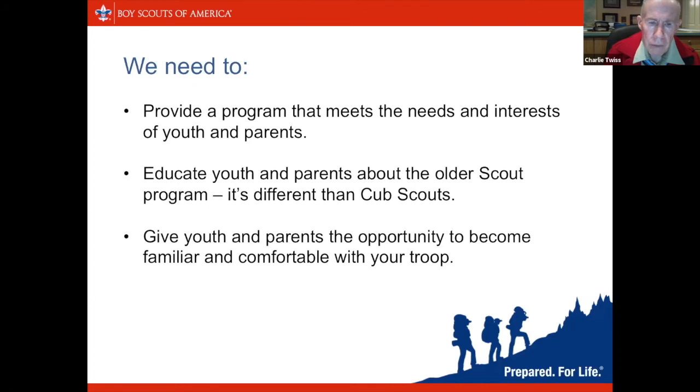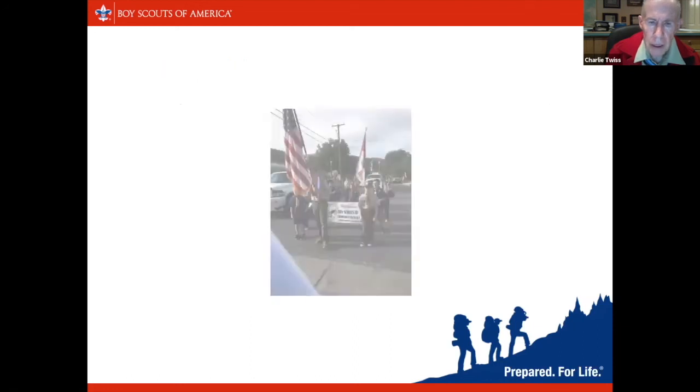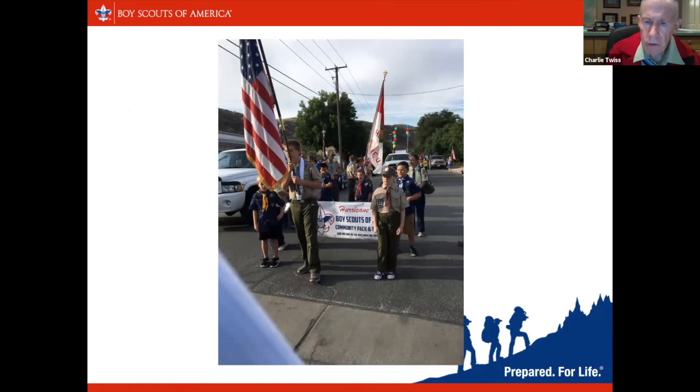So we want to give the youth and the parents the opportunity to become familiar and comfortable with the troop that we hope the Cub Scout will move into. And we need to be visible in the community on a regular basis. For instance, in parades, 4th of July, 24th of July, anything that has an event in the community, we need to have our presence out there to let the community know we are available and have a program of substance for their child.